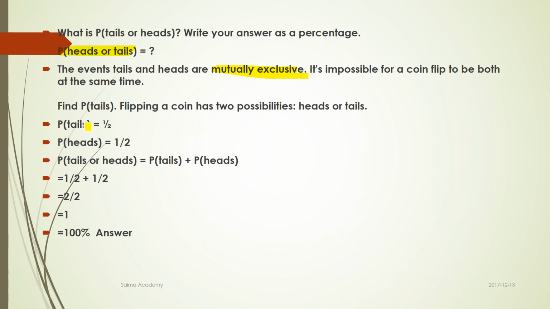So the probability of tail is half, and in flipping a coin there are only two possibilities, head and tail. That is why we are dividing by 2. So the probability of tail is 1 by 2, and the probability of heads is 1 by 2. When we add 1 by 2 and 1 by 2, it equals 2 by 2, or 1, that is 100%.